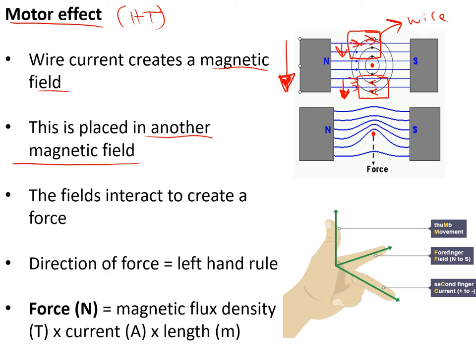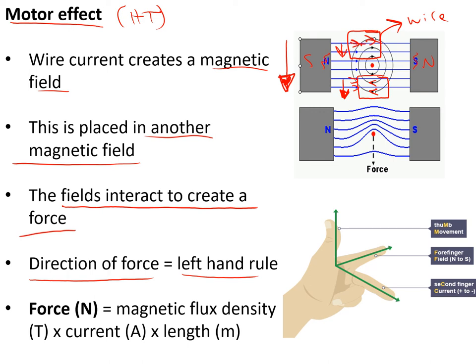Okay, and if we did anything to flip the direction of either the magnetic field, so if we made that south and that north, or if we changed the current running through the wire, we'd get a force acting in the opposite direction. So we can summarize that as saying the magnetic field of the wire and the magnet interact to create a force. Now, for the direction of the force, we use the left-hand rule.